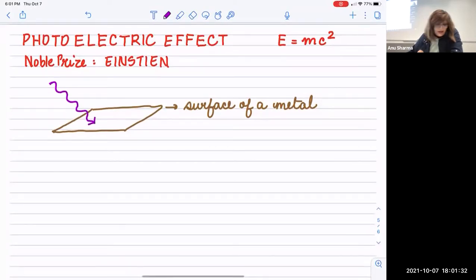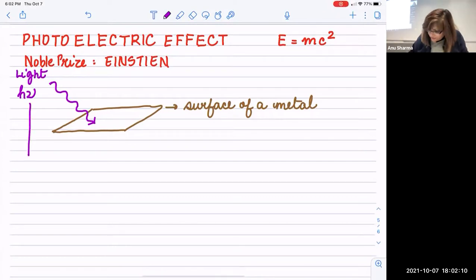The light keeps falling on the surface of the metal. Remember, light is h nu. We show light as h nu. So this is light as h nu.